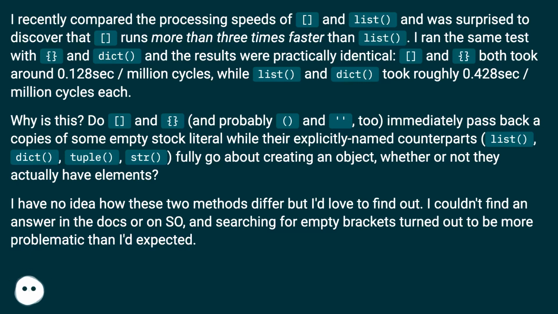Why is this? Do [] and {} probably just immediately pass back copies of some empty stock literal, while their explicitly named counterparts, list(), dict(), tuple(), str(), fully go about creating an object, whether or not they actually have elements? I have no idea how these two methods differ, but I'd love to find out. I couldn't find an answer in the docs or on SO, and searching for empty brackets turned out to be more problematic than I'd expected.